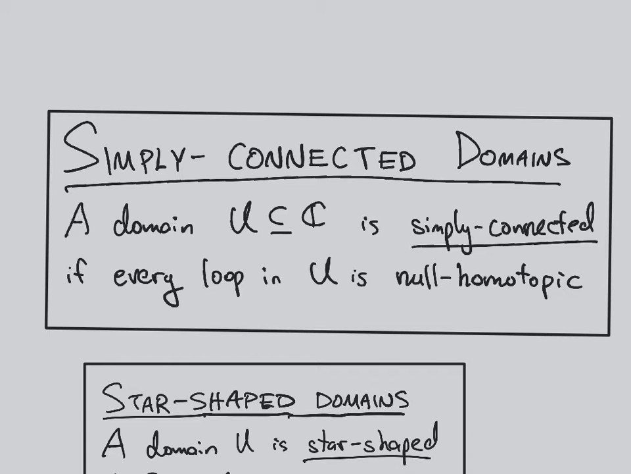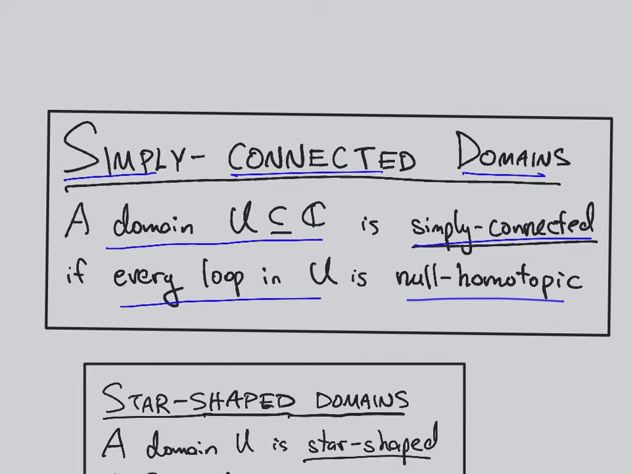So first we're going to talk about domains where everything works out really easily. And these are the simply connected domains. And this is one precise way to say that a domain has no holes. So we say a domain is simply connected if every loop in it is null homotopic.